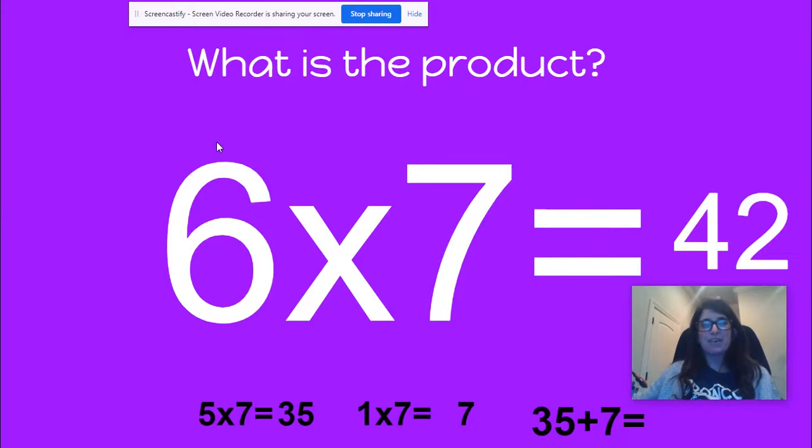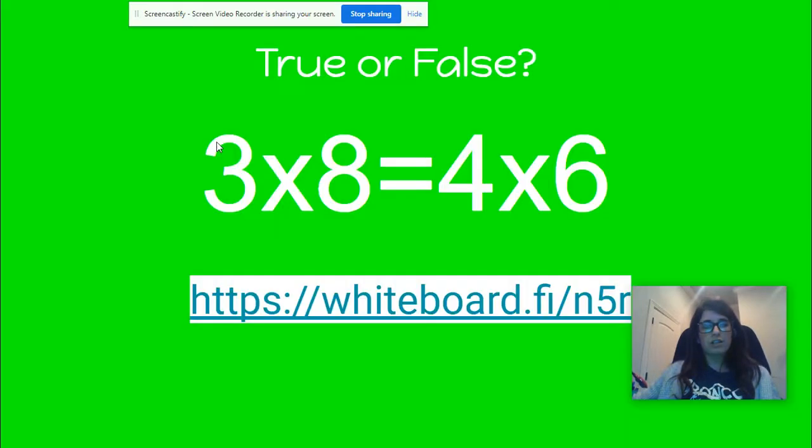Good job. All right, the next problem, let's take a look at. I want you to look at this problem. 3 times 8 equals 4 times 6. Is this true or is this false? What I would like for you to do is pause this video, okay? And I want you to go back to the slide and click on the link on the slide.